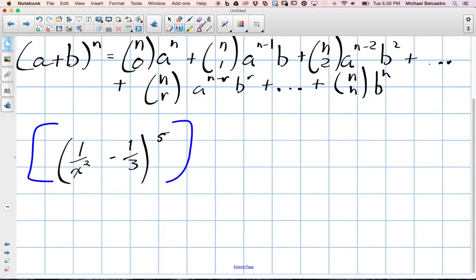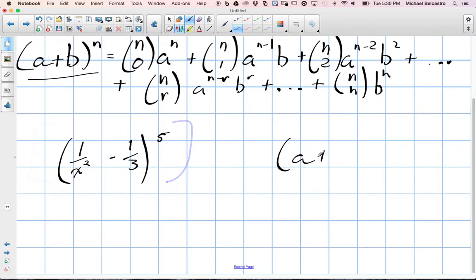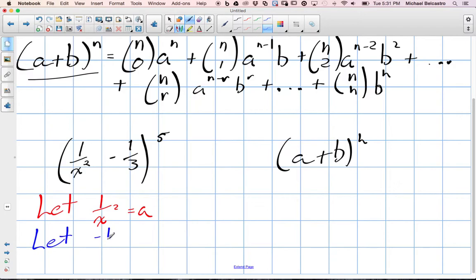A lot of times in math we use let statements. The formula is usually written where we're working with, and you'll see it here, a plus b to the n, right? So we have a plus b to the n. So under here I'm going to say let, and I'll write it in red so we can color code. Let 1 over x squared equal a. Let, and this is technically a negative, let negative 1/3 equal b.